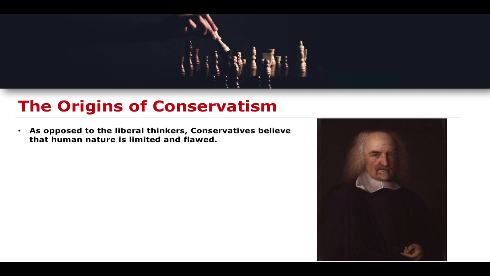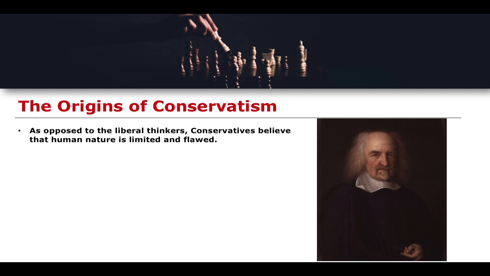but I'm just going to spend the rest of this lesson focusing a little bit on Thomas Hobbes, because essentially, as opposed to liberal thinkers and to liberalisms, conservatives and conservatism believes that human nature is fundamentally limited and fundamentally flawed. Remember, one of the key tenets of political philosophy is this understanding of what human nature essentially does, and how society is shaped by this idea of human nature.